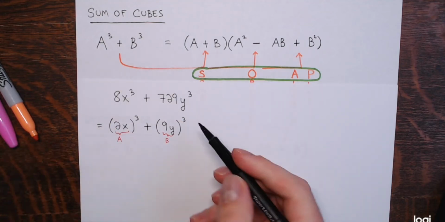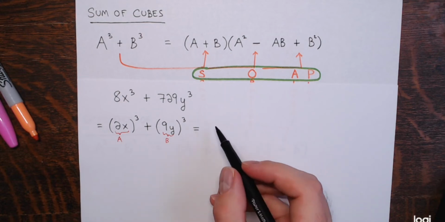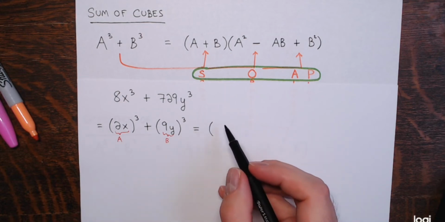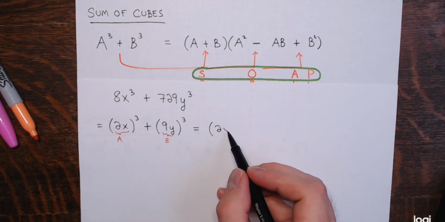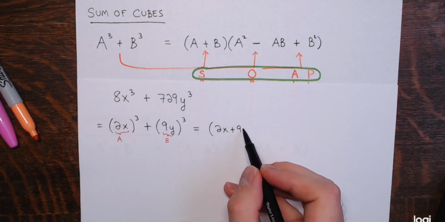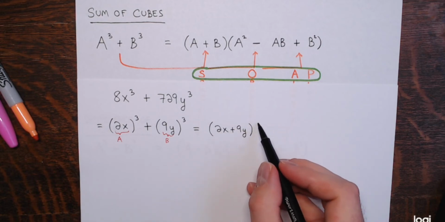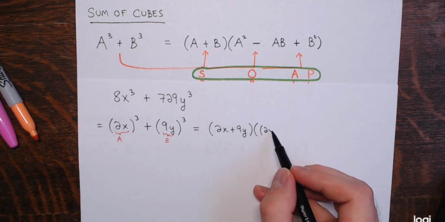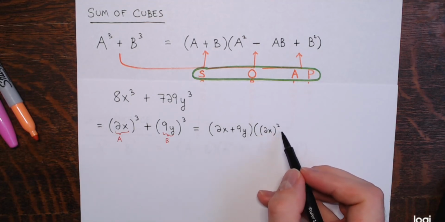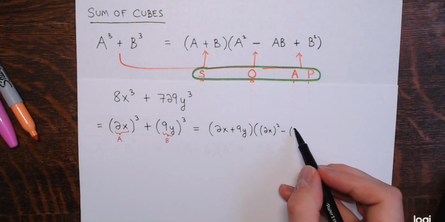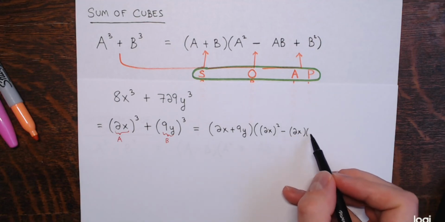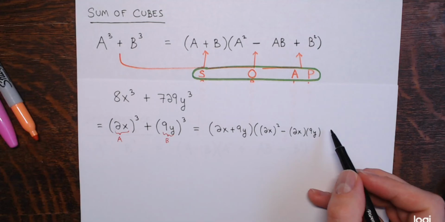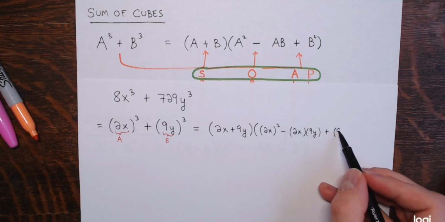And this will factor easily, right? The first factor, just get rid of the cubes, a plus b, 2x plus 9y, multiplied by, and then a squared, right? 2x squared minus a times b, 2x times 9y, plus, always plus at the end there, and then b squared, 9y squared.